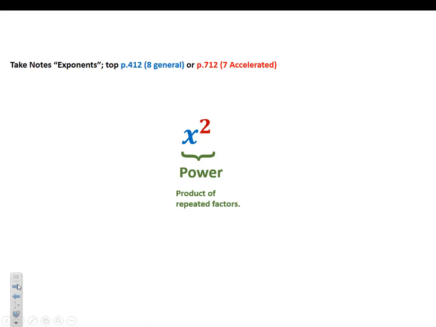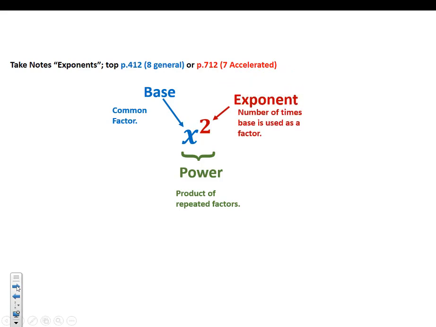And the first part we're going to learn about is called the base. The base is the common factor. So in this particular case, the x is the base. It is the common factor that's going to be multiplied a repeated number of times. Well, how many times are we going to multiply that base x? That's right. That is represented by the exponent. The exponent tells us the number of times the base is used as a factor. So in this particular case, having this power of x squared, we recognize that x squared can be written as a product of repeated factors by saying x times x.